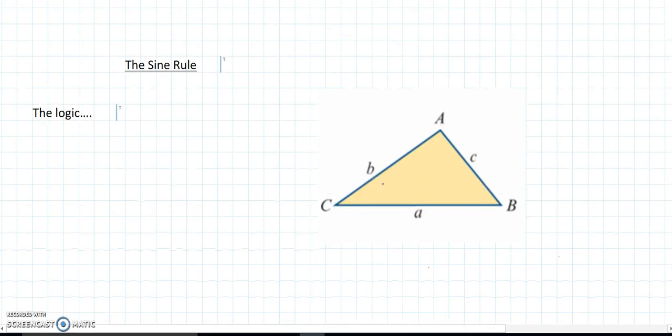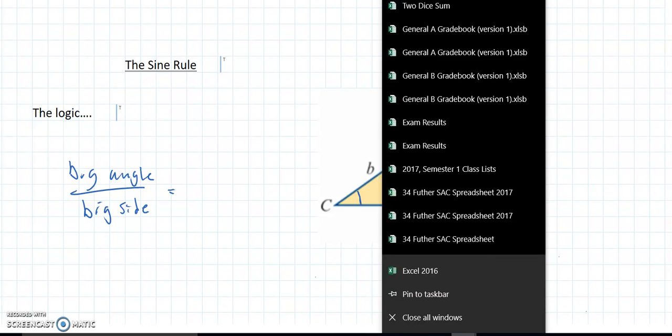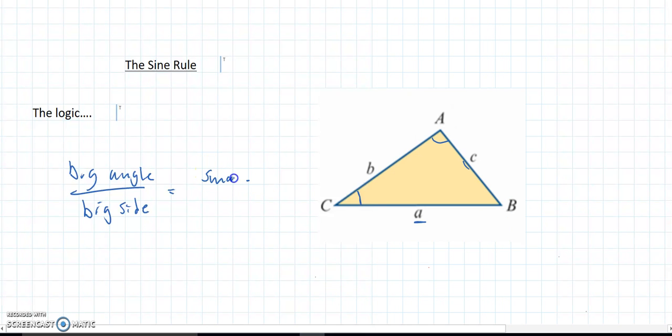Alright, the sine rule. Now I'm not going to go through the proof of it, but the logic is quite simple. You see here how A is the largest angle. That also means that A is the largest side. And C is the smallest angle facing the smallest side. Largest angle always faces the largest side, etc. So what we can do is say essentially that big angle over big side, a big number divided by a big number, gets you a regular size number, or something approximately equal to small angle over small side.